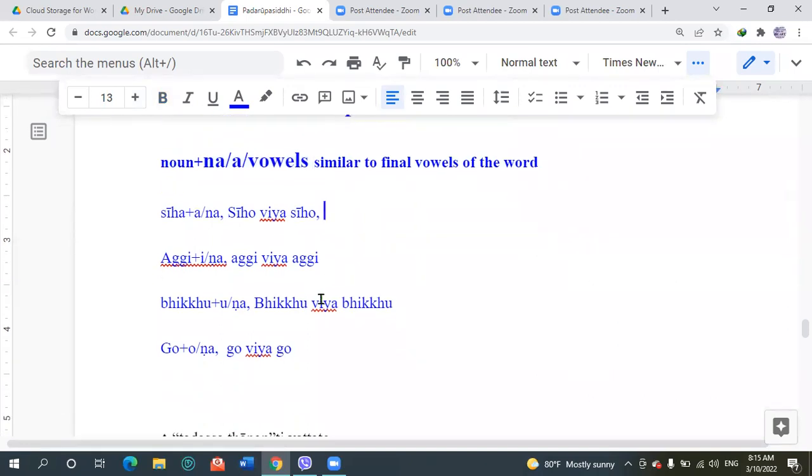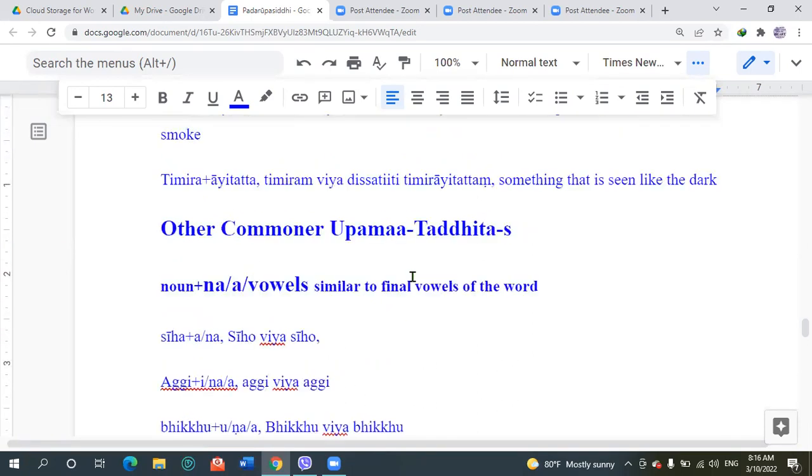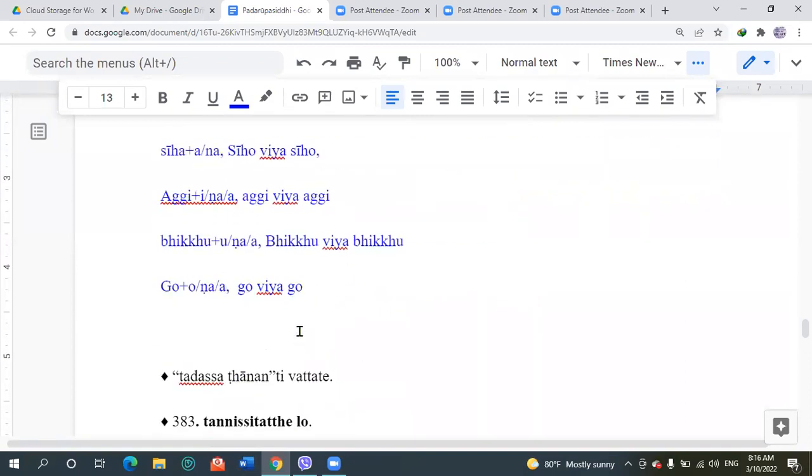vowels. Vowels similar to final vowels. So here siha asurface and agi is surface. So asurface, not surface, yeah. Is surface, not surface, and asurface. Whose surface, not surface, asurface. Or surface, not surface, and asurface also. Okay. So why reference? I want to give you reference.